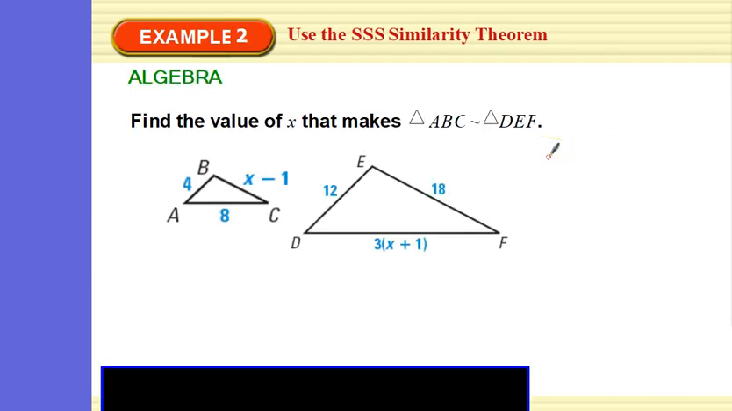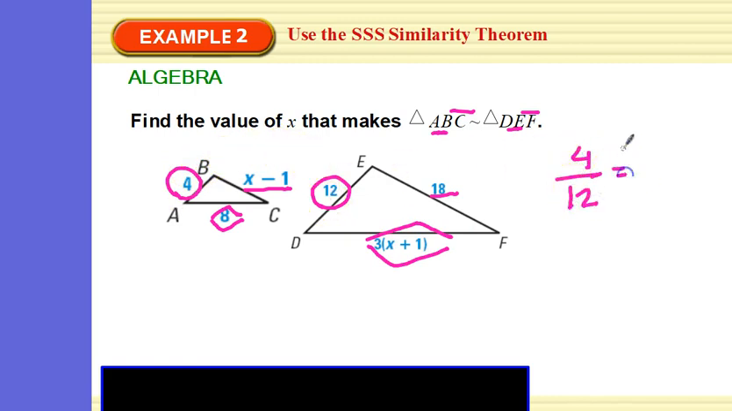Find the value of x that makes triangle ABC similar to triangle DEF. All right, well, AB goes with DE, right? Because these are listed in corresponding positions. So AB goes with DE. BC goes with EF. And then these two go together. All right, so let's try this out. So 4 is to 12 as x minus 1 is to 18. Cross products and solve.